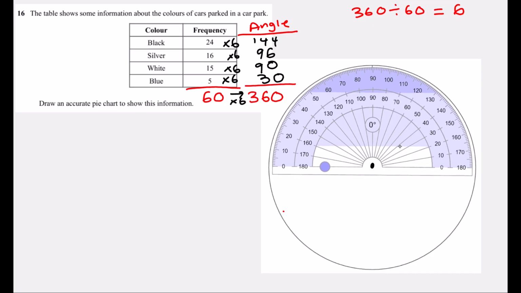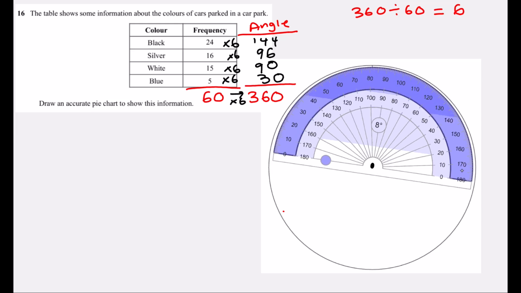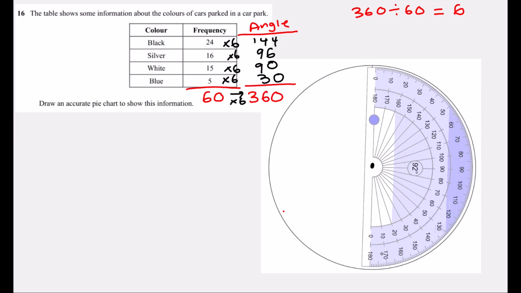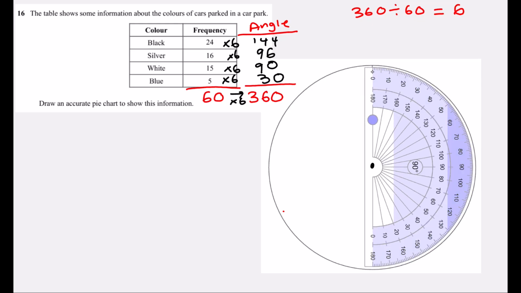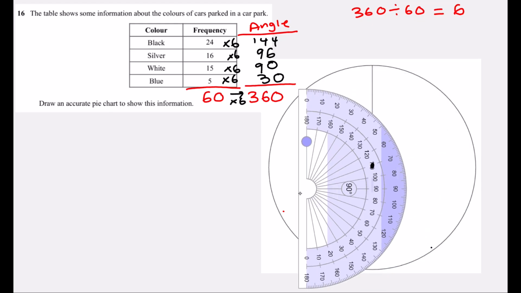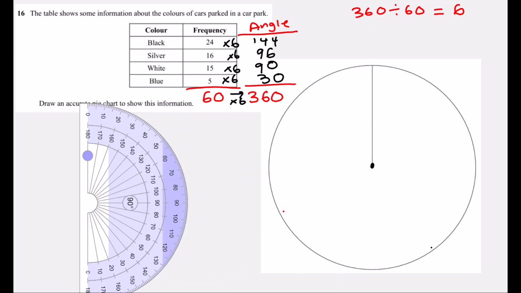So around, looks about there. And I'm going to spin it around, so the 0 lines up with the line. Then I'm going to measure around 144 degrees. So all the way around to 144, which is there. Then take it away, and I'll use a ruler to draw a straight line joining up there.